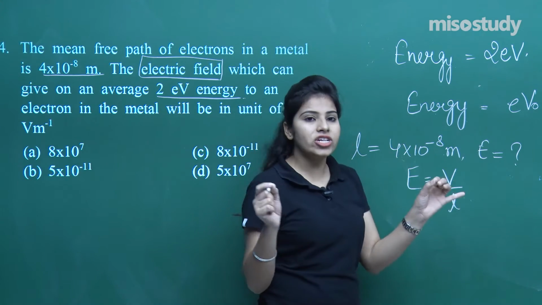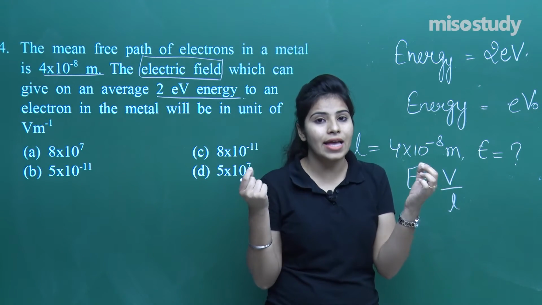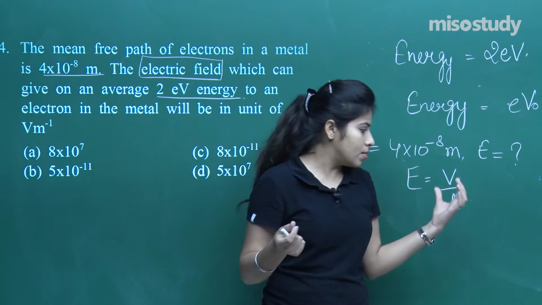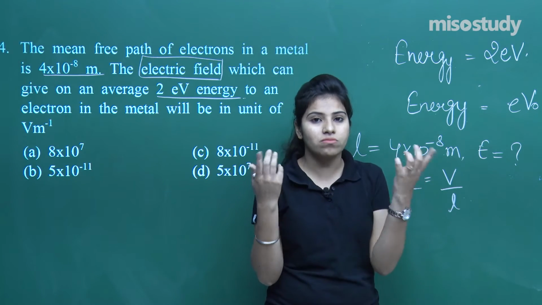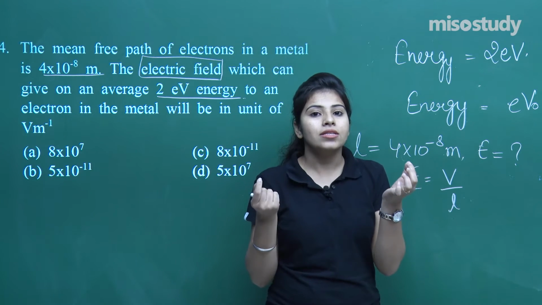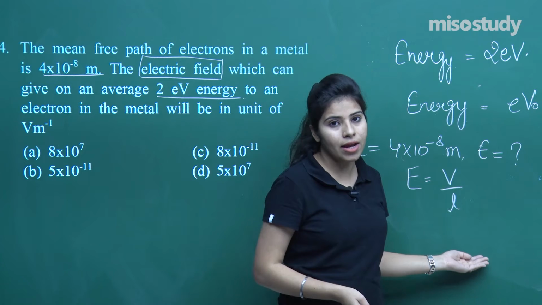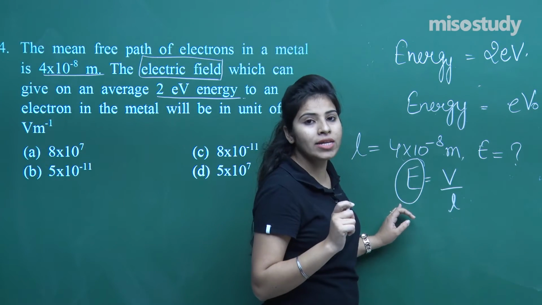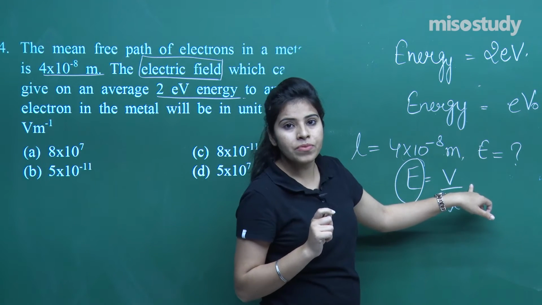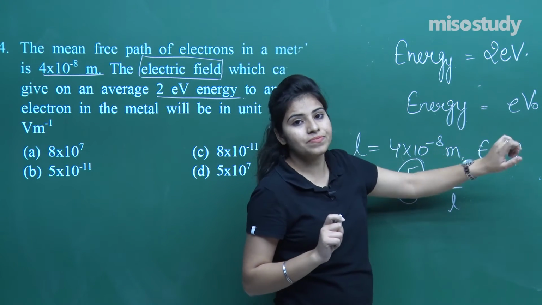If your potential difference is applied across a wire of length L, the electric field across that length of metal will be E equals V by L. So to find this E, I need this V, and I am finding this V with the help of the formula that has been given.